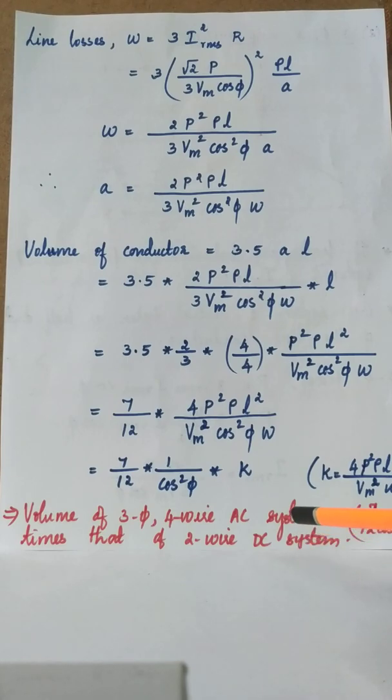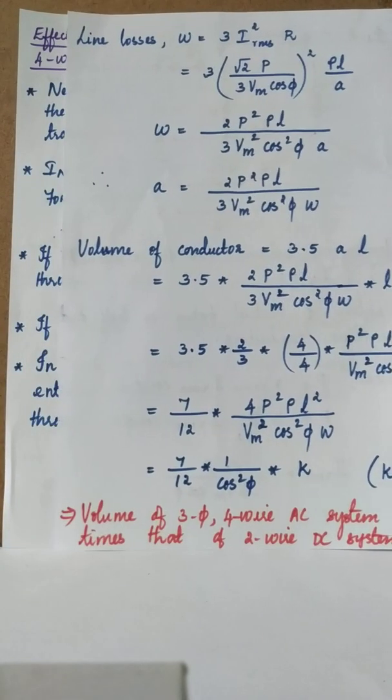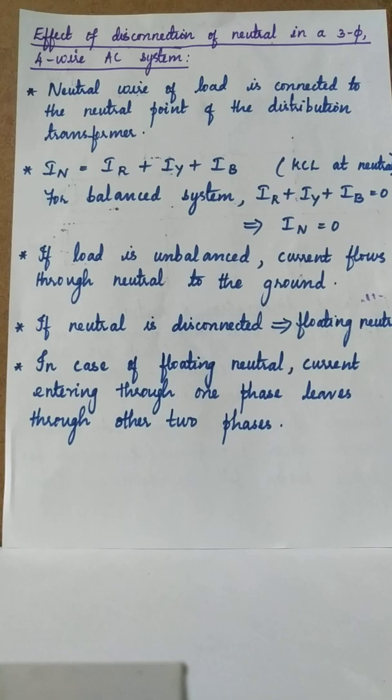Single phase 2-wire and 3-phase 4-wire are the normal connections used in the secondary AC distribution side. Now one more topic: effect of disconnection of neutral in a 3-phase 4-wire AC system.